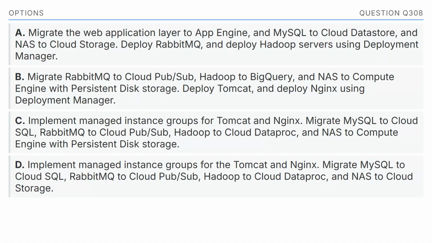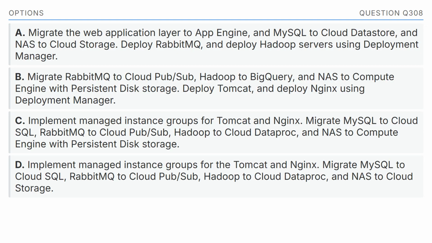The options are: Option A, migrate the web application layer to App Engine, and MySQL to Cloud Datastore, and NAS to cloud storage. Deploy RabbitMQ, and deploy Hadoop servers using Deployment Manager. Option B, migrate RabbitMQ to Cloud Pub/Sub, Hadoop to BigQuery, and NAS to Compute Engine with persistent disk storage. Deploy Tomcat, and deploy Nginx using Deployment Manager.